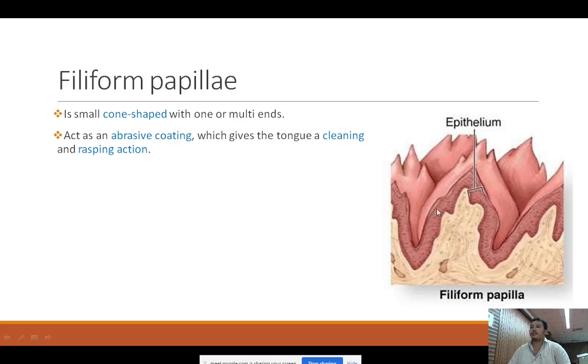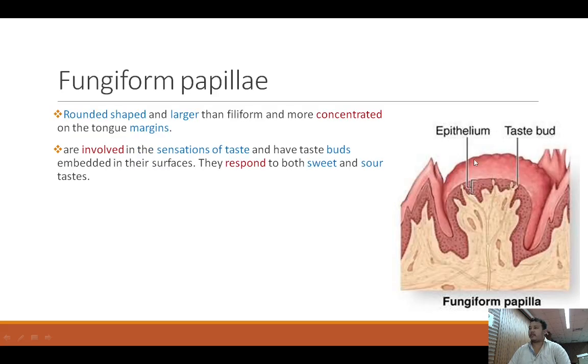So this is the filiform papilla. It is cone shaped. In some animals, not in humans, it is keratinized; the tip is sometimes keratinized. Then this is the fungiform papilla. It is more present towards the tongue margins. They are involved in taste sensation, so they have taste buds.